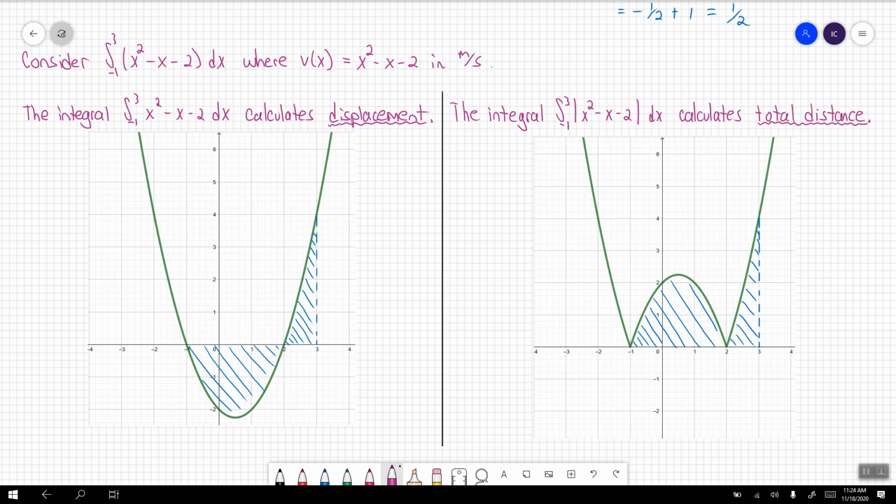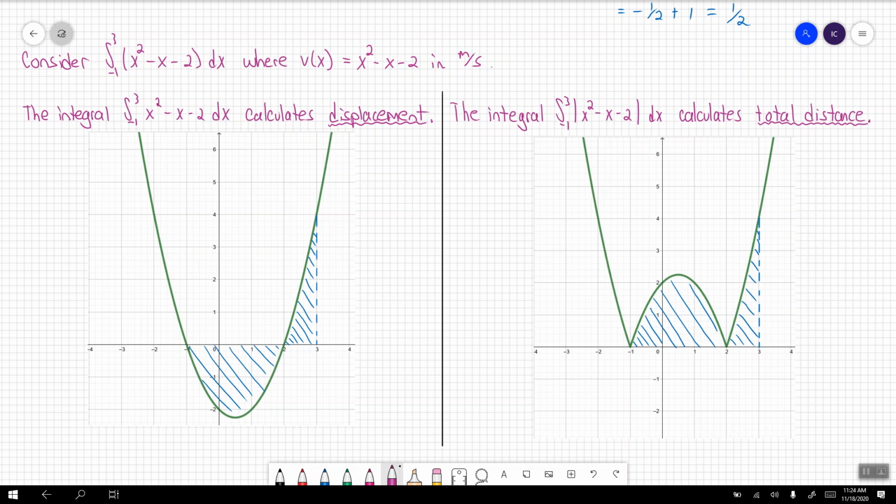Notice both of these areas in the picture on the right are above the x-axis, which means they both produce a positive result. The picture on the left has more area below the x-axis, meaning if we just calculate the integral directly, it's going to be a negative value, which translates into displacement versus the total distance. And that's what we want to get into.